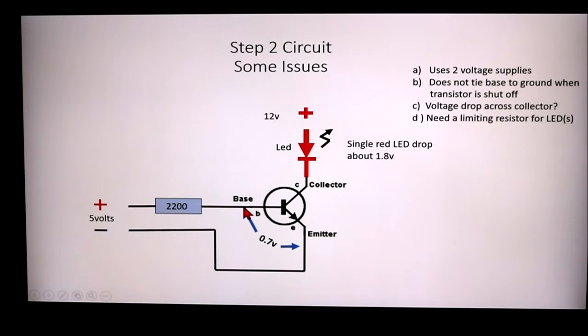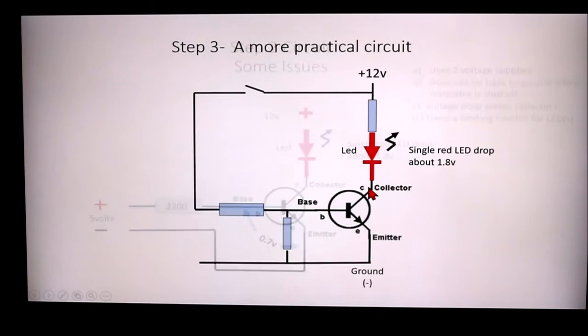So we really want to make sure that when there's no voltage coming into the base over here, the base is tied to ground. Also, we're going to figure out, as we did before, the voltage drop across the collector and emitter, and of course we need a resistor for the LED.